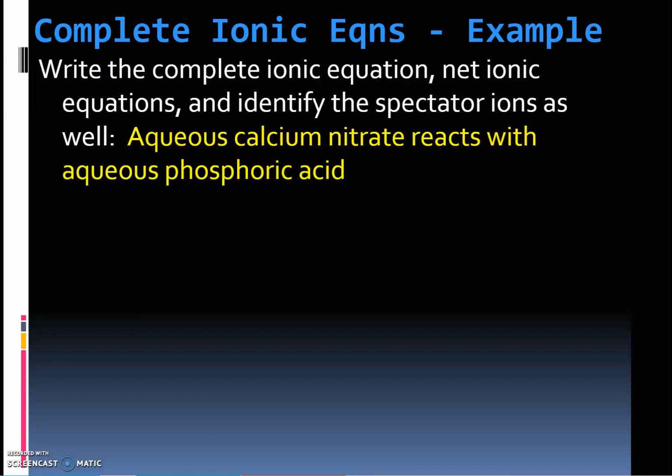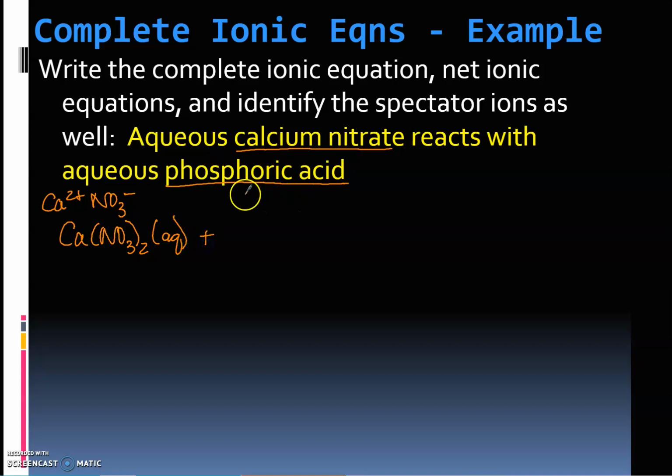Write the complete ionic equation, the net ionic equation, and identify the spectator ions for aqueous calcium nitrate reacting with phosphoric acid. Okay, so we have calcium and nitrate, Ca2+ and NO3-. Oh, hey, look, ions again. Ca(NO3)2, aqueous. And phosphoric acid. Acids begin with H+. Phosphoric, I got sick because I ate the whole thing, so phosphate is PO4 3-.